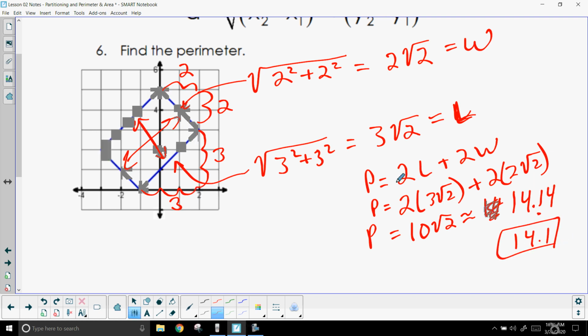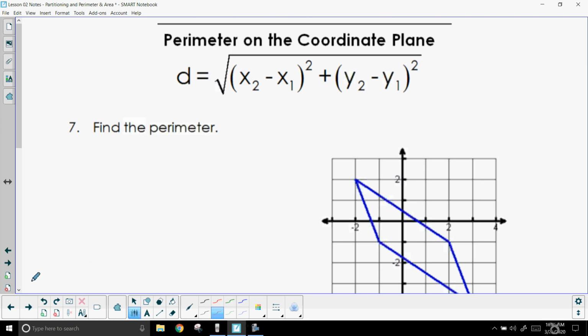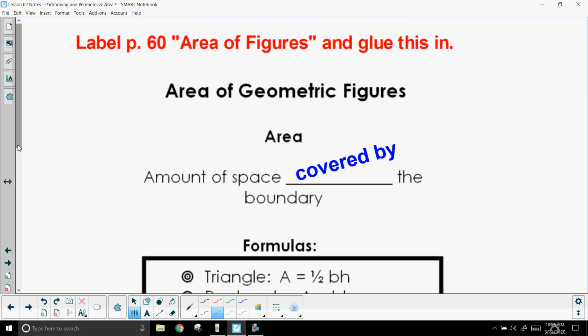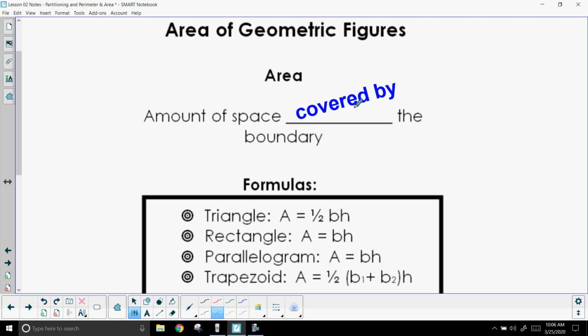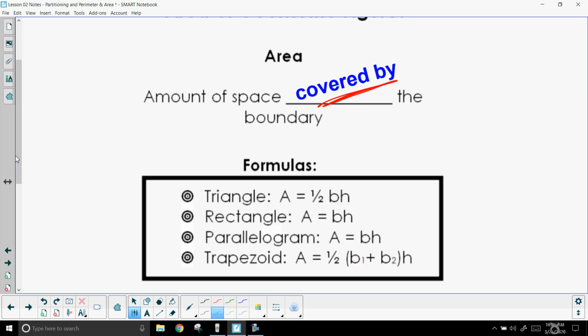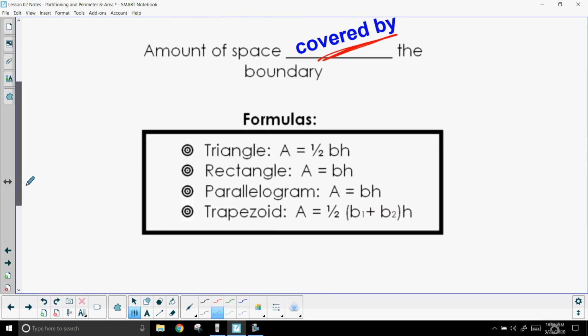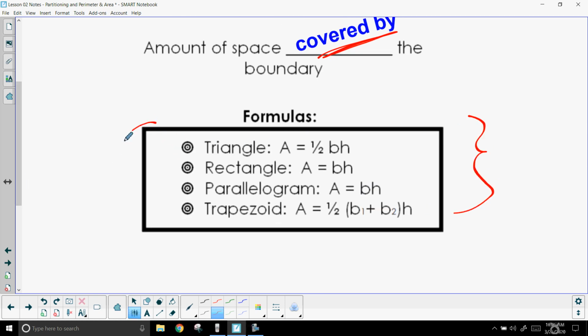Let's talk about area. Remember, in case you forgot, area is the amount of space covered by the boundary. So, here's some formulas you may want to write down. This is a triangle. Area equals half base times height. And remember, base and height will be perpendicular to each other. Okay? Rectangle, base times height. Parallelogram, base times height. And trapezoid will be 1/2 b1 plus b2 times the height.